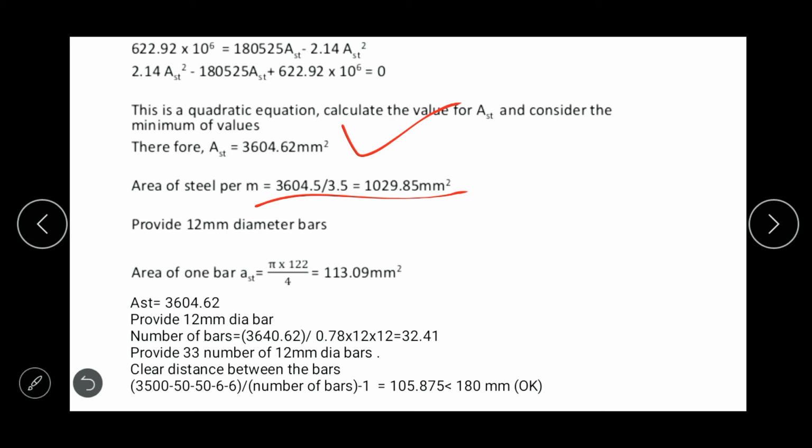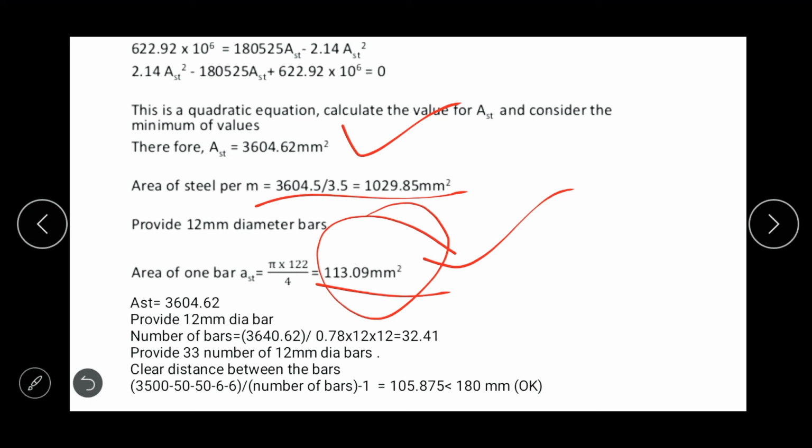So here area of one bar is equal to 113.09 mm square. Actually here the calculation is not correct, I think. So this can be calculated, but the procedure is same.